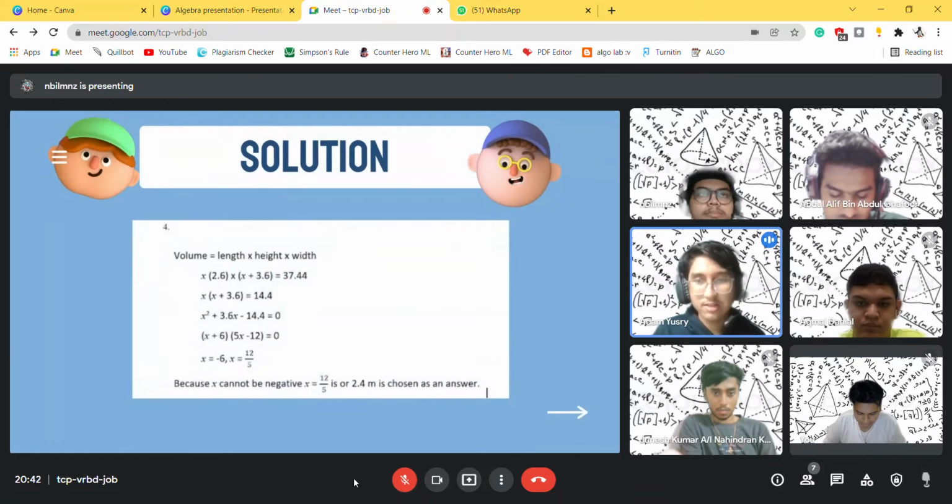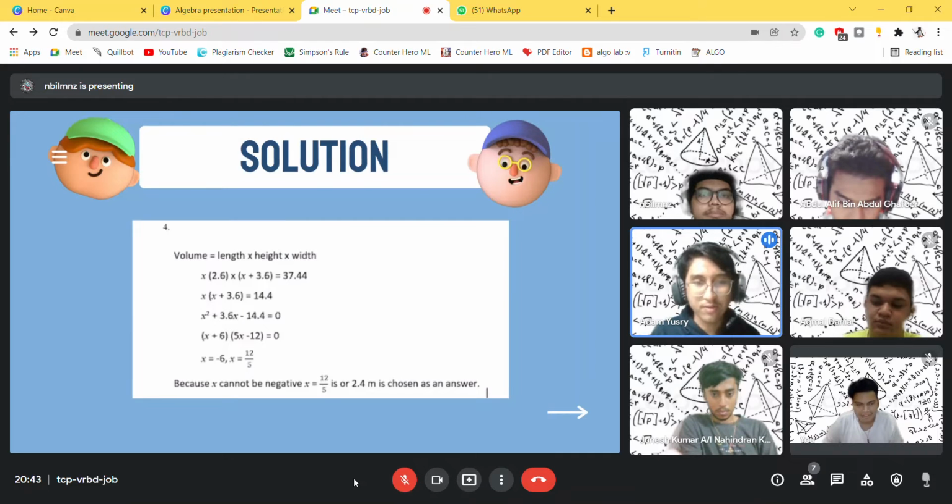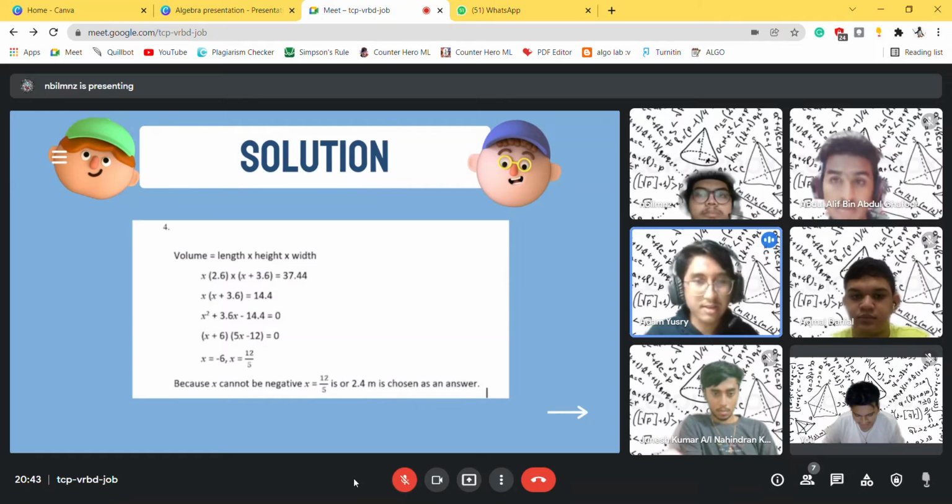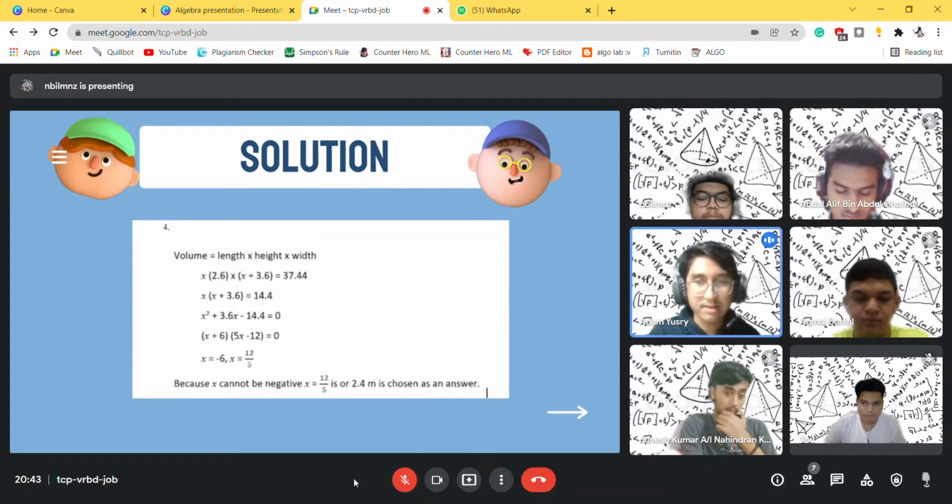For the solution, by using this formula, we substitute the values that we already have, and by substituting and multiplying all the unknowns and numbers, we get a quadratic equation. Solving the quadratic equation gives us two values of x, that is -6 and 12/5, which can be written as 2.4. We cannot choose -6 because length cannot be negative. So the correct answer is 2.4 meters.